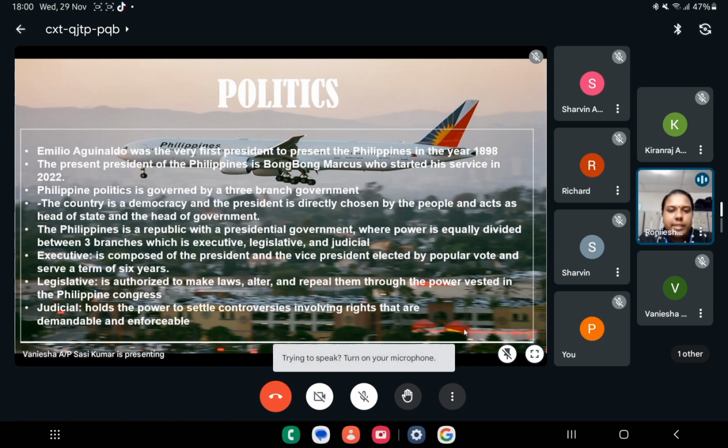The first president of the Philippines is Aguinaldo, who started his service in the year 1899. And the present president of the Philippines is Bongbong Marcos, who started his service in the year 2022. A president in the Philippines only holds office for one 6-year term. The country's president is directly elected by the people and serves as both the head of state and the government.